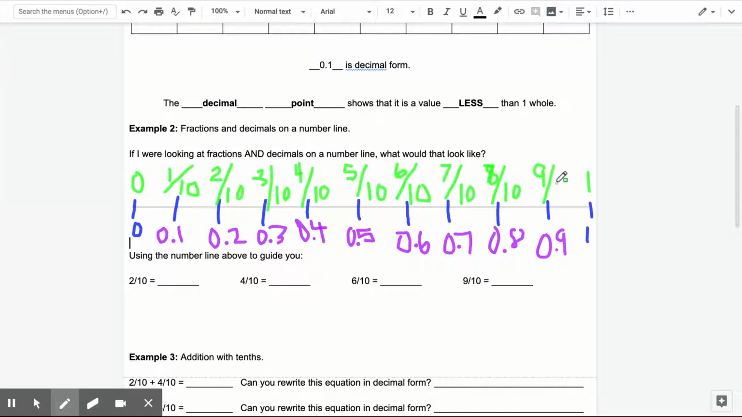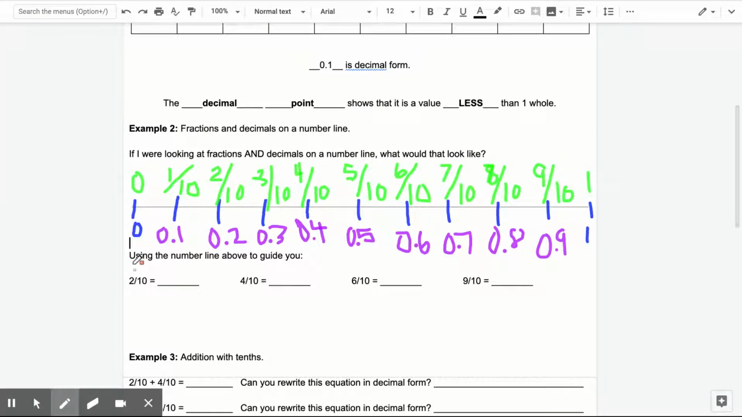And then below here, we're going to do some practice where we are taking the fraction version of our number and we're going to answer in decimal form. So if you look up at our number line we just created, that's going to be a major guide for you as we do this.